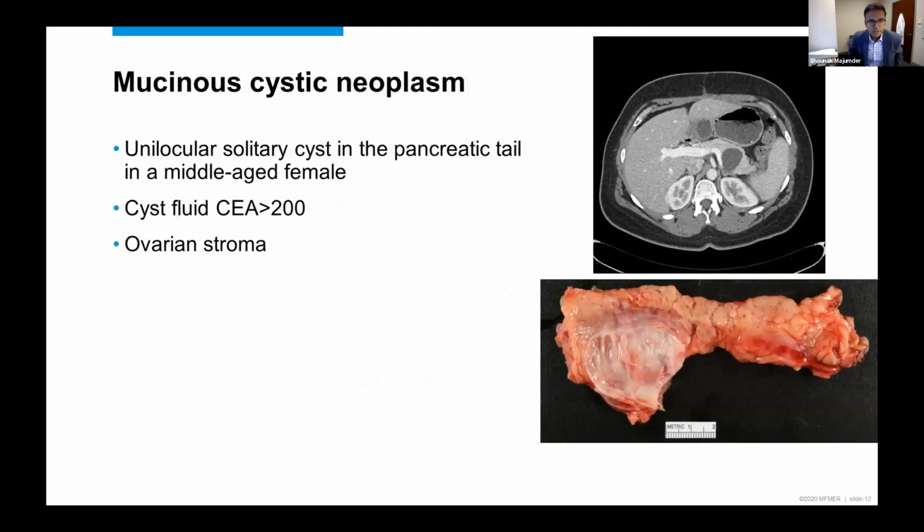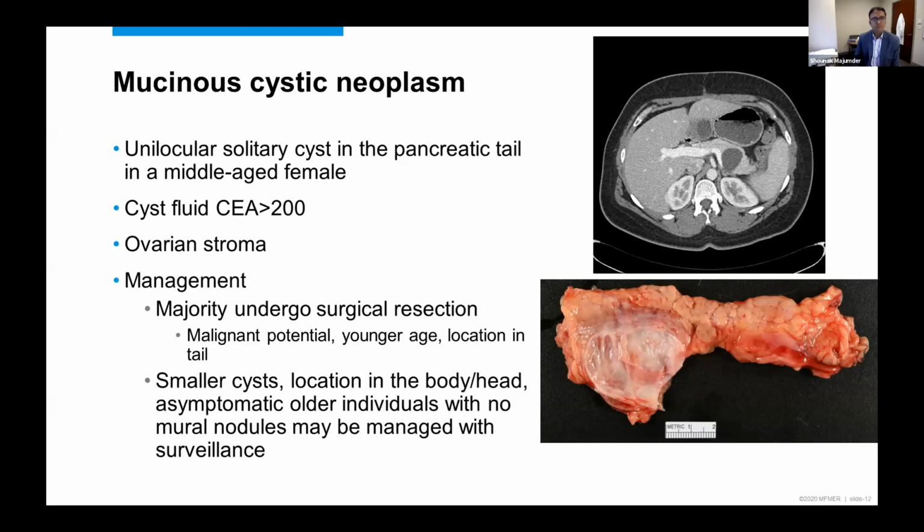Now moving on to mucinous neoplasms. Mucinous cystic neoplasms are typically unilocular, solitary cysts in the body and the tail of the pancreas, and the classic description in a board question will be unilocular solitary cyst in the pancreatic tail in a middle-aged female. And that's the classic demographic presentation of this disease. Cyst fluid CEA is elevated, and histologically this is characterized by ovarian stroma.